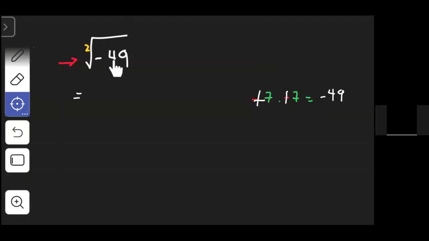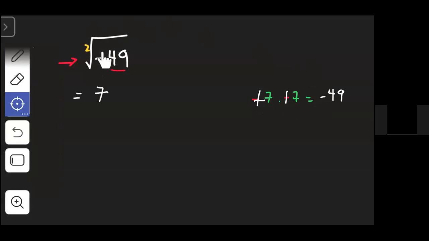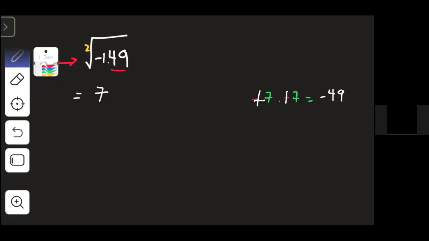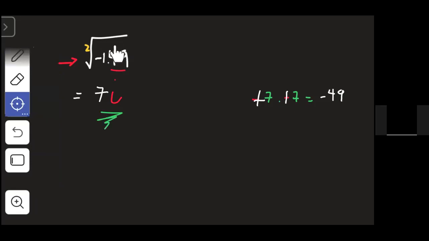But you know that using complex numbers, what is the square root of 49? 7. And what is the square root of this negative one here? i, right? That's why we use complex numbers to solve this negative square root. I want you to notice that the square root of negative numbers involves complex numbers. We don't have real solutions for them.